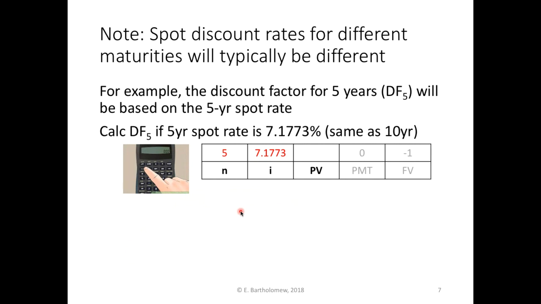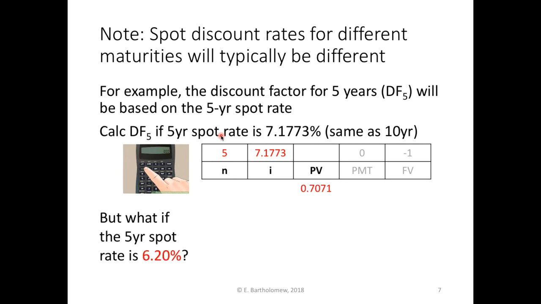Now, note the spot discount rates for different maturities will typically be different. For example, the discount factor for 5 years will be based on the 5-year spot rate, which is not necessarily going to be the same. Now, if it were the same, if the 5-year spot rate were 7.1773%, the same as we use for the 10-year, we would put that in and we would change our N to 5, and we would hit PV and we would get this number, 0.7071.